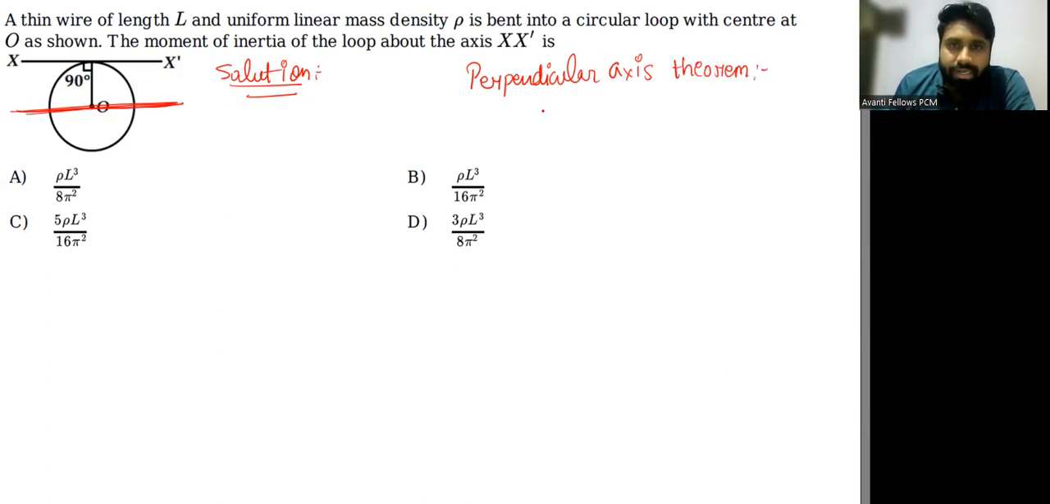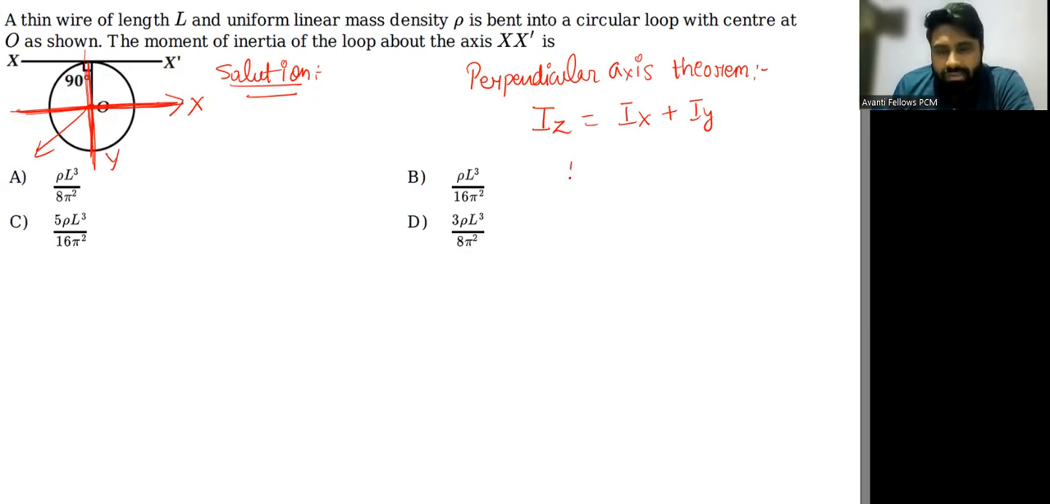Perpendicular axis theorem says that Iz is equal to Ix plus Iy. So in this case, Iz is the outside axis, and Ix is this, Iy is this. We know that the same moment of inertia about the x-axis and y-axis will be there because both are diametral axes. So Iz we can put as 2 times I, because Ix in this case is equal to Iy, which is equal to I.